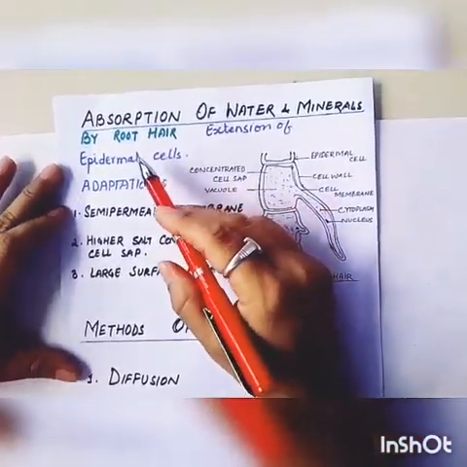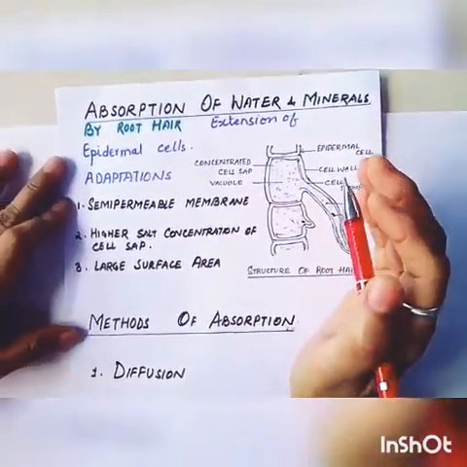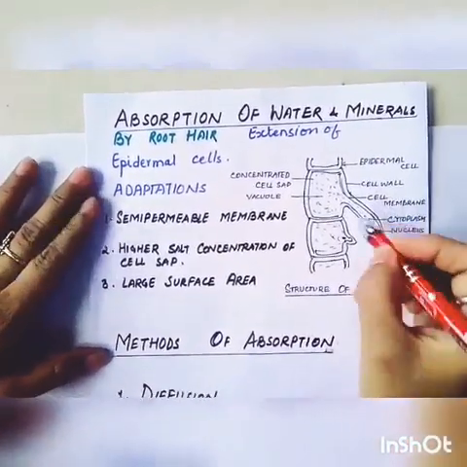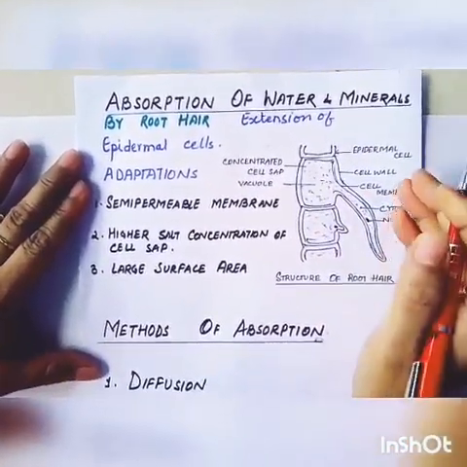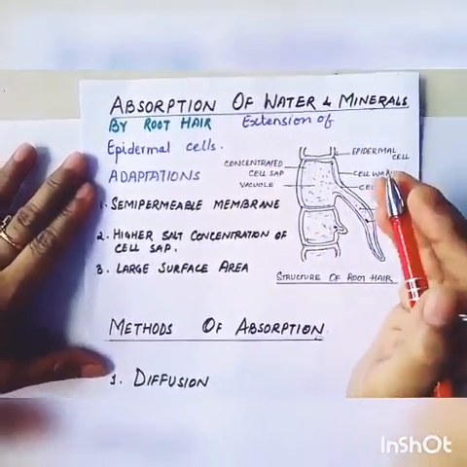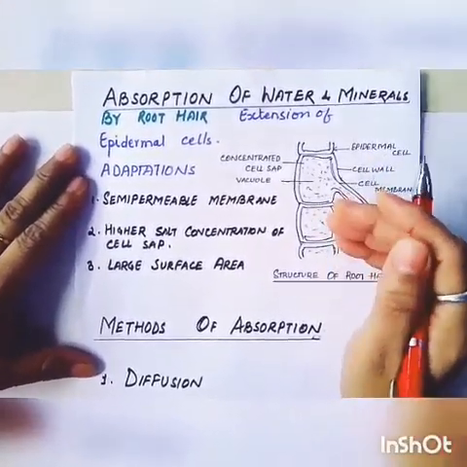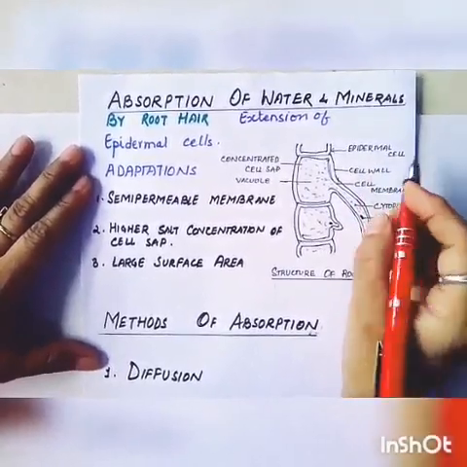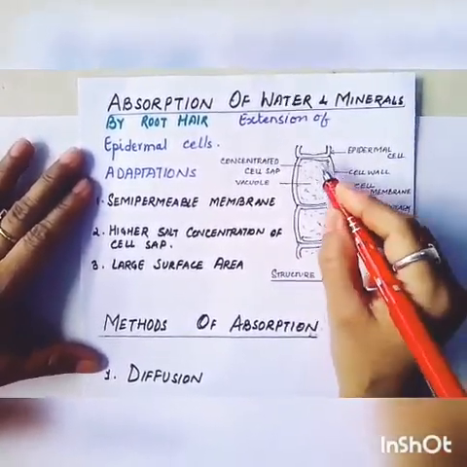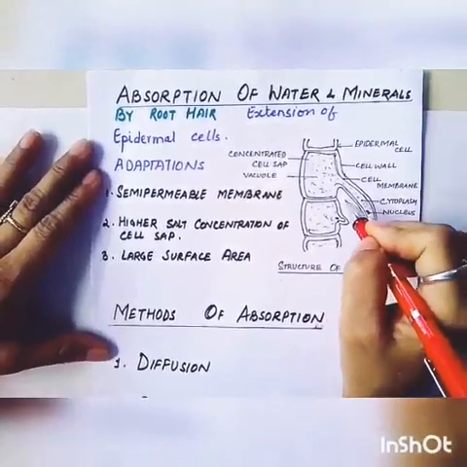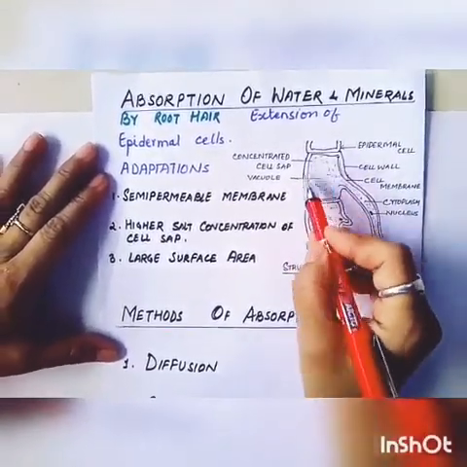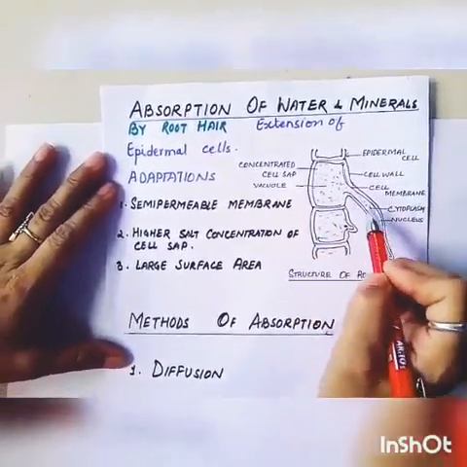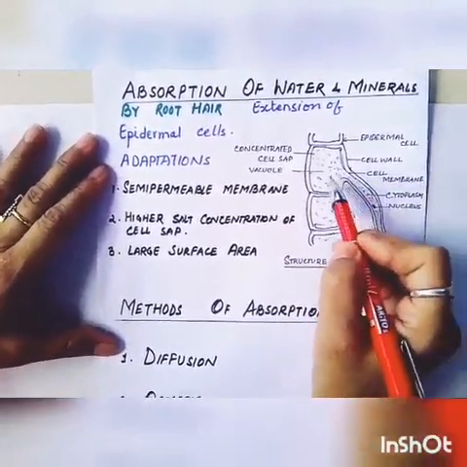Now, we have just discussed that water is absorbed cell to cell for the first level of absorption. This is the root hair. All of us know that the part of the plant which is under the ground is the root, and the part of the root which absorbs water and minerals is the root hair. This is the ultrastructure of root hair, and here you see this is a single cell. Root hairs are extensions of the epidermal cell.